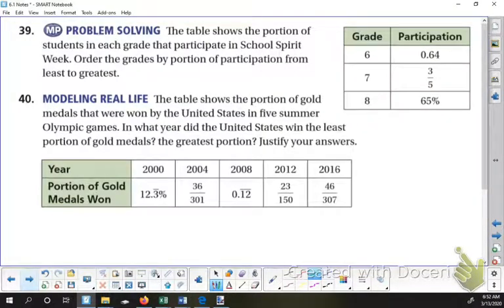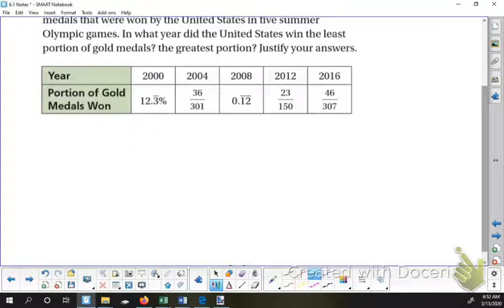Okay, let's take a look at 40. The table shows the portion of gold medals that were won by the United States in 5 Summer Olympic Games. And what year did the United States win the least portion of gold medals, the greatest portion of gold medals? Justify your answer, because they give this in all different terms. So I do want to change these into something constant.